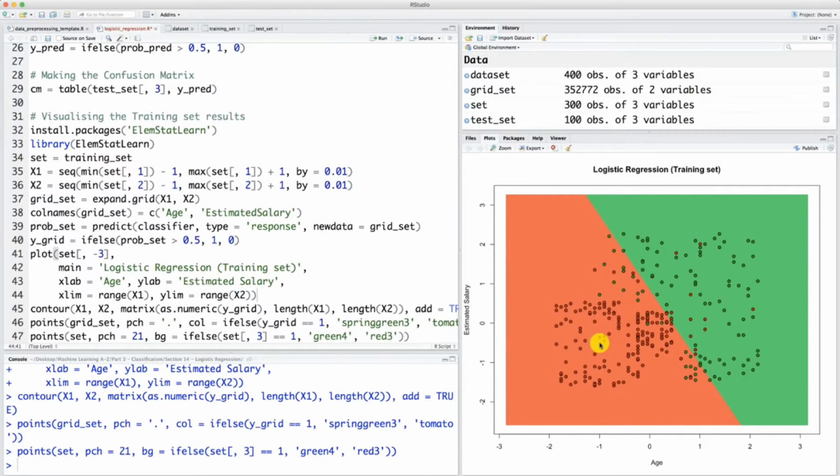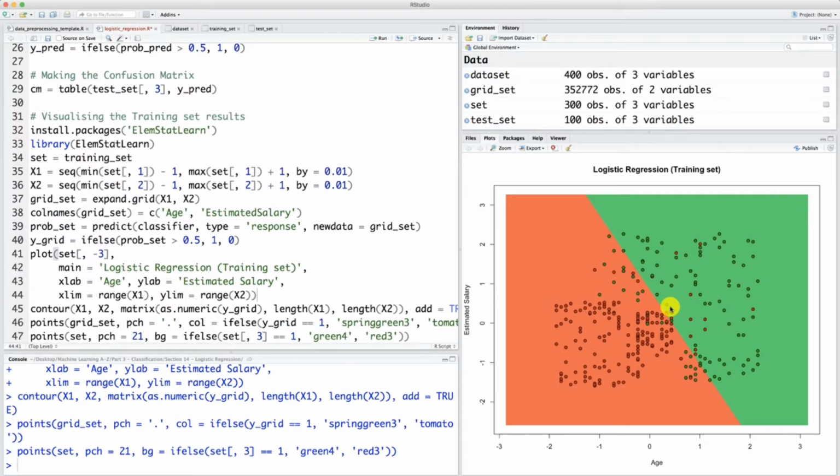Now, we can see that there are some red points here and some green points here. The red points are the training set observations for which the dependent variable purchased is equal to 0. And the green points are the training set observations for which the dependent variable purchased is equal to 1. That means that the red points here are the users who didn't buy the SUV, and the green points here are the users who actually bought the SUV.